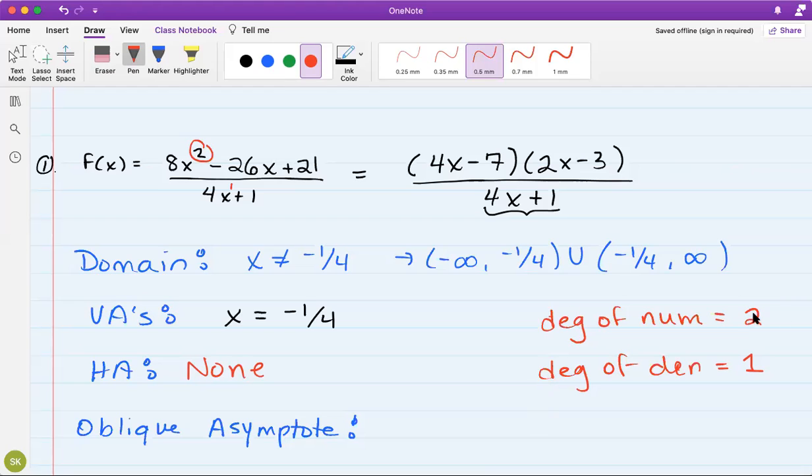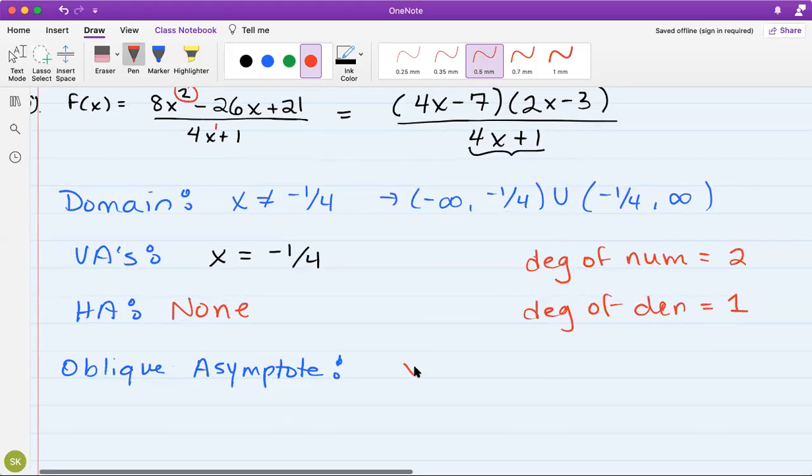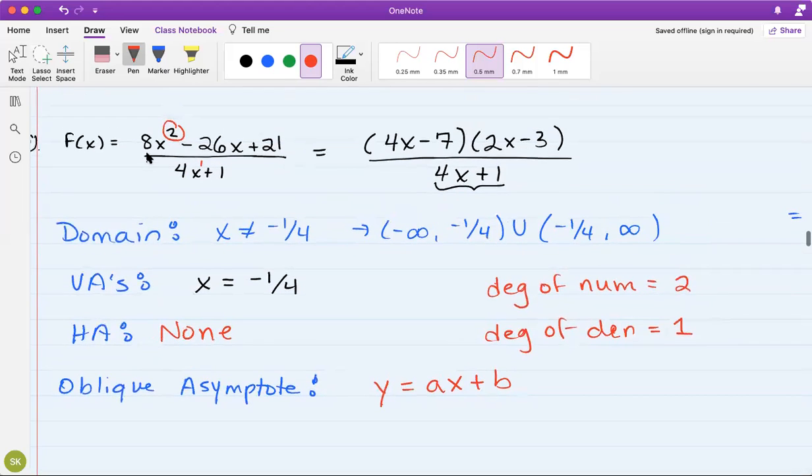Because the degree of the numerator is 1 more than the degree of the denominator, we do have an oblique asymptote. The oblique asymptote is going to take the form y is equal to ax plus b. We need to find the a and we need to find the b. And to do that, we're going to use long division. So I'm going to take this 8x squared minus 26x plus 21, and I'm going to divide it by 4x plus 1.